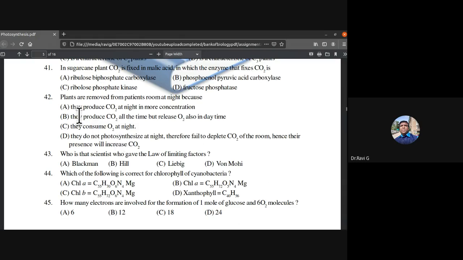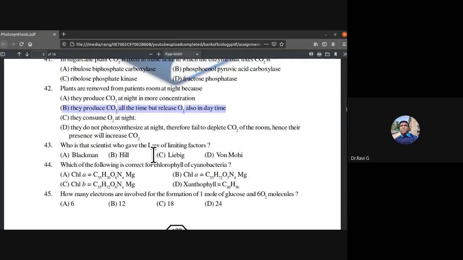See, they produce carbon dioxide all the time, but release oxygen in daytime. So there is no release of oxygen during nighttime, because of which plants are removed from patient's room at night, because they produce only carbon dioxide and there is no release of oxygen. So oxygen will be lesser during the night times. That's the reason they remove. Plants are removed from patient's room at night because they produce carbon dioxide all the time, but release oxygen only in daytime. So B is the answer.